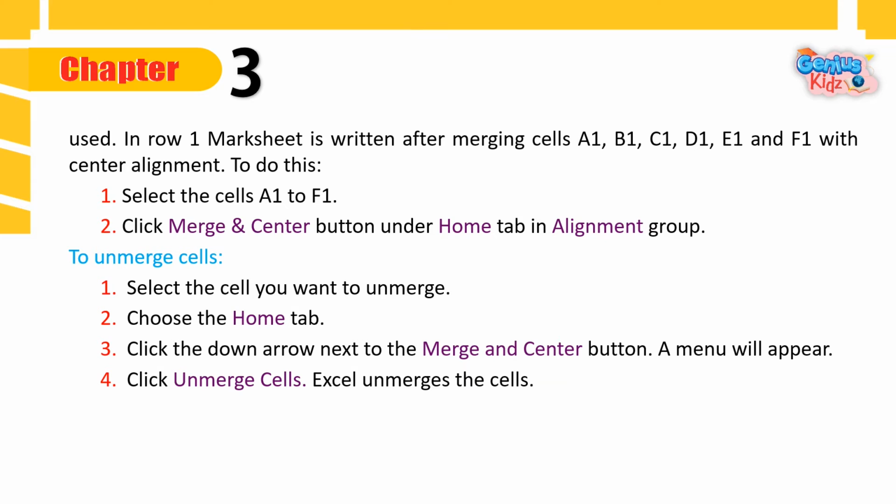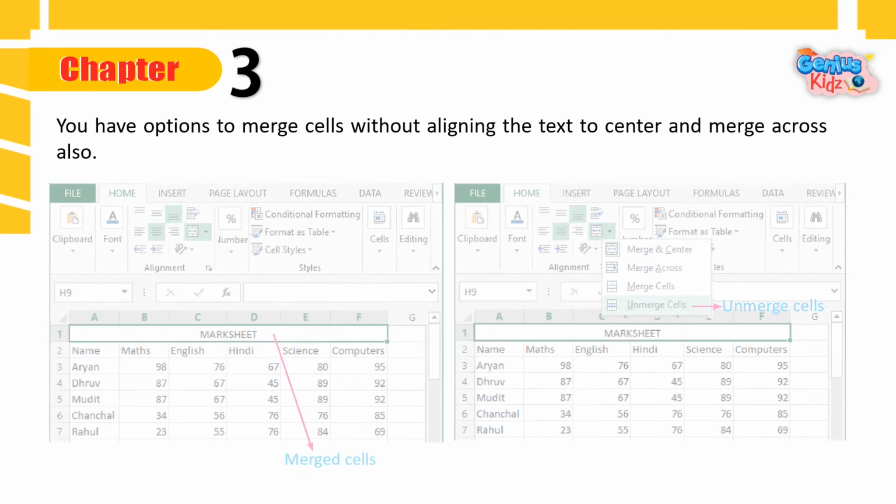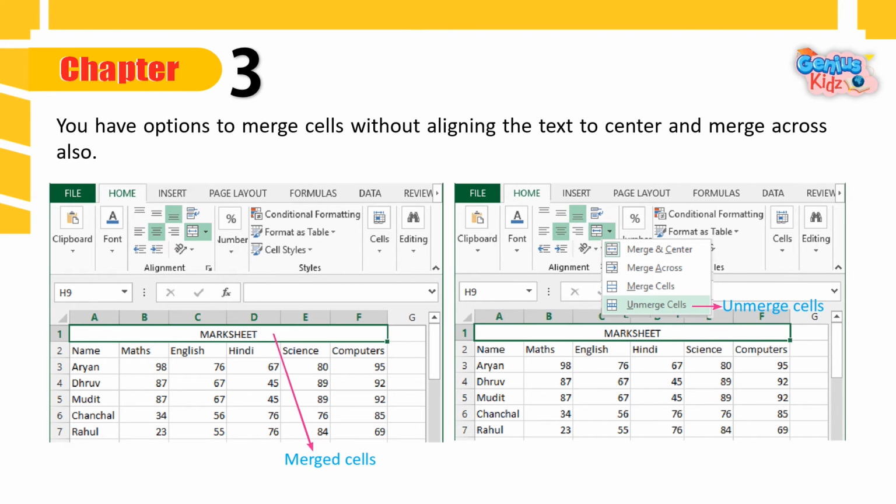To unmerge cells, 1. Select the cell you want to unmerge. 2. Choose the Home tab. 3. Click the down arrow next to the Merge and Center button. A menu will appear. 4. Click Unmerge cells. Excel unmerges the cells. You have options to merge cells without aligning the text to center and merge across also.